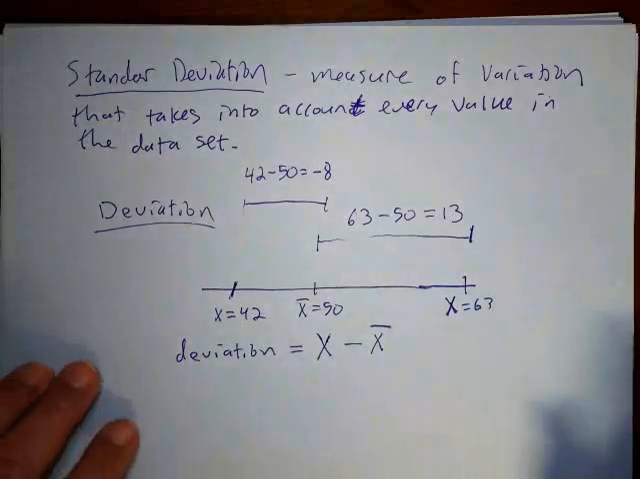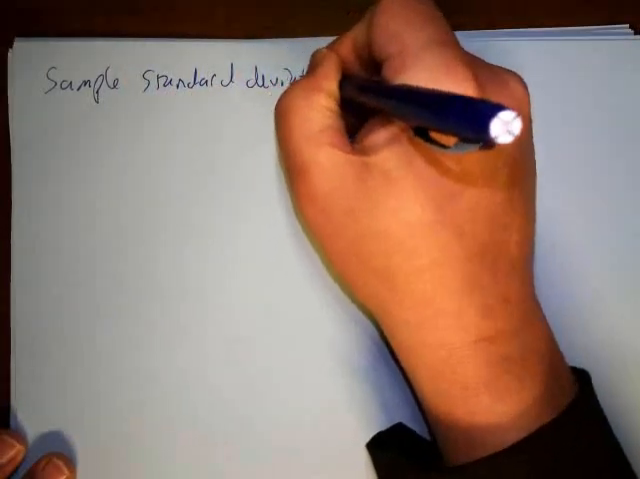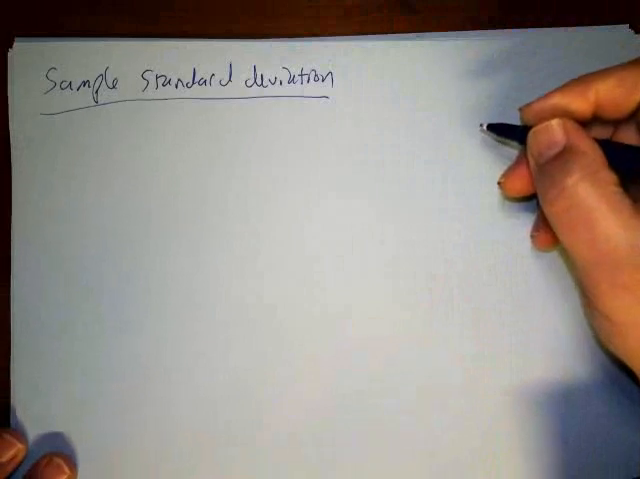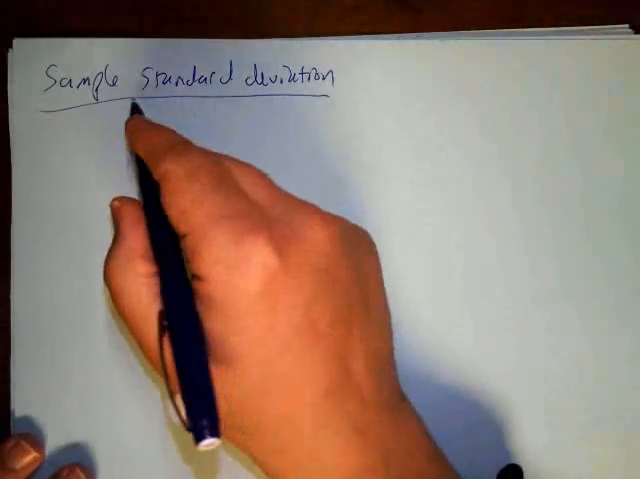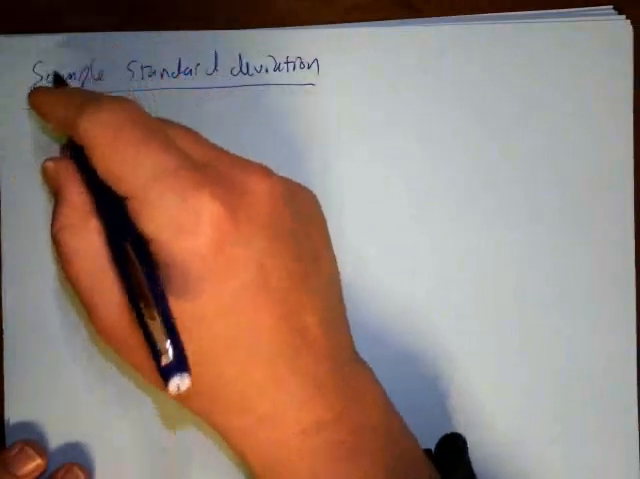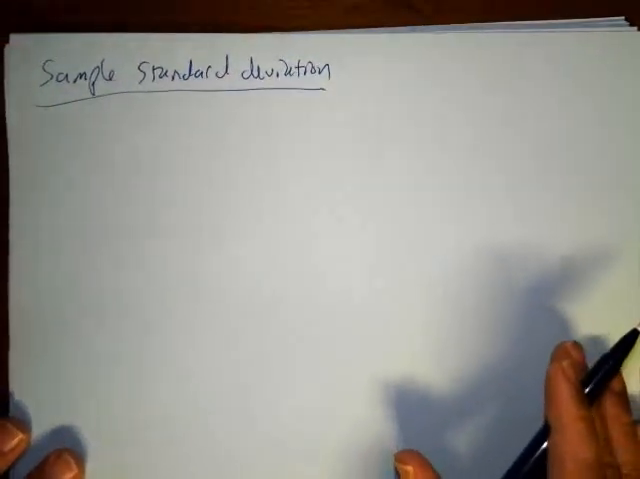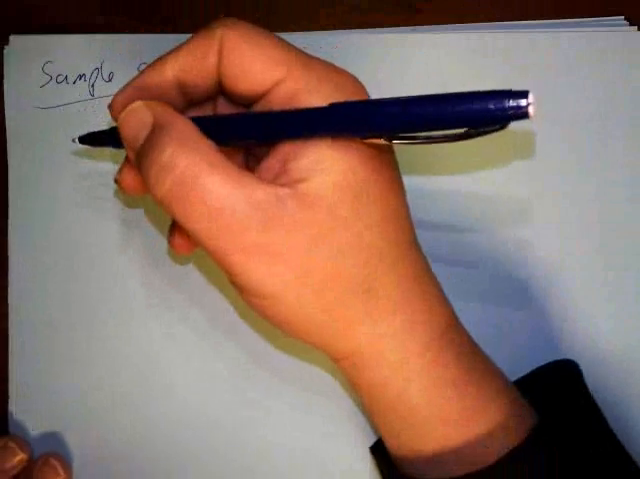Okay? So with that in mind, let me give you a formula for the sample standard deviation. In statistics, you have populations that are really large, and you usually don't collect data from the entire population. You usually take out a smaller sample. And so when you calculate things like the mean and standard deviation, it's often the mean and standard deviation of the sample. So this is the formula for the sample standard deviation.